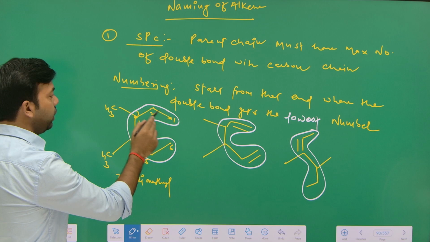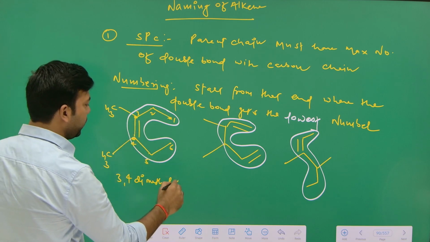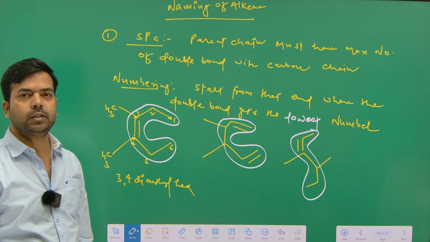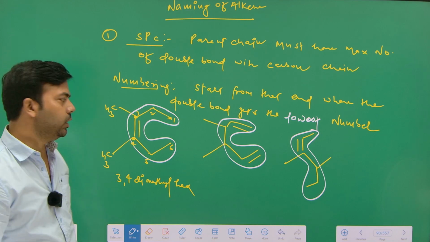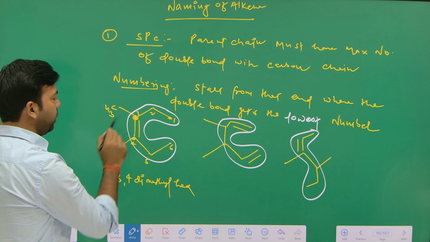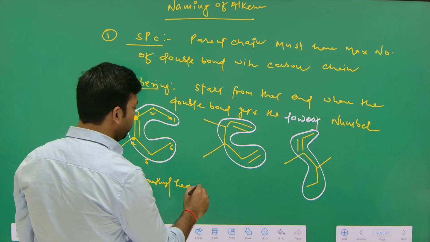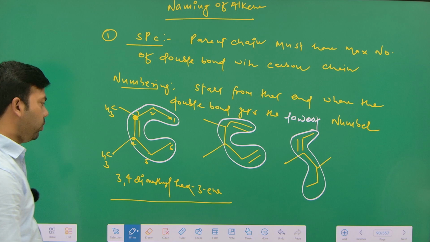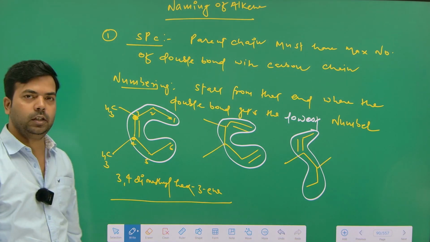Then word root, hex is a word root, so hex. After that primary suffix is of 3 types, ane, ene and ine. So here we have ene, and ene is present at number third carbon, so hex 3 ene. Okay, so this will be the name, 3,4 dimethyl hex 3 ene.